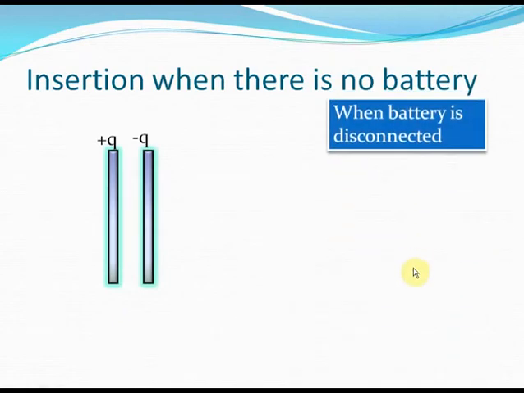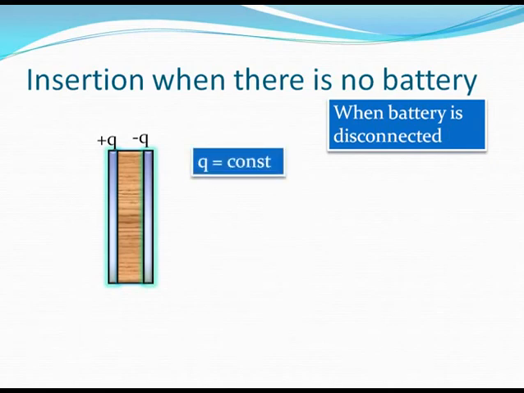Here, the battery has been disconnected and the capacitor has a charge plus Q and minus Q on its plates. Now we have inserted a dielectric in between the capacitor plates. First of all, remember, in this case, unlike in the case when the battery was connected, the charge on the capacitor plates will be constant. This is because there is no place for the charges to escape. Where will the charges go? There's no battery to provide charge or take charge from the capacitor plates. So the charge will be constant.